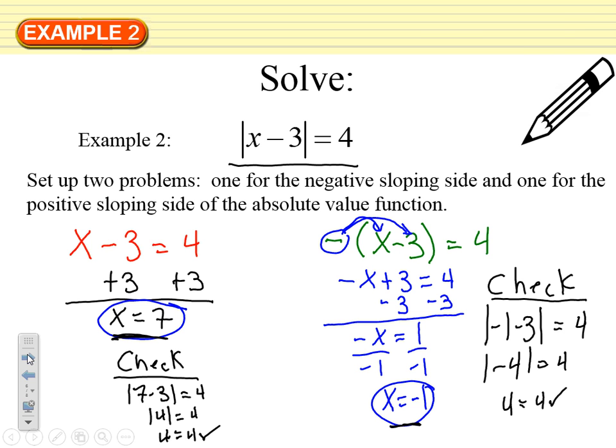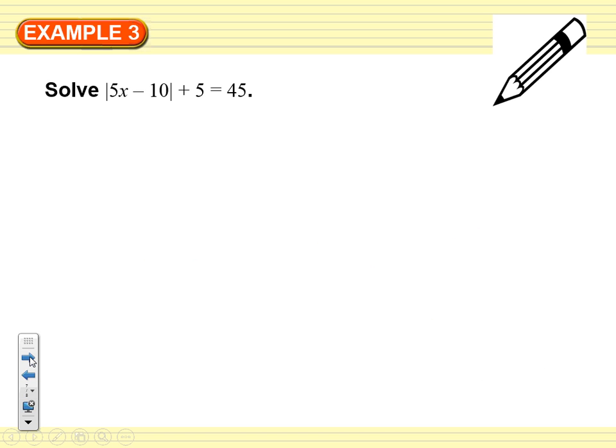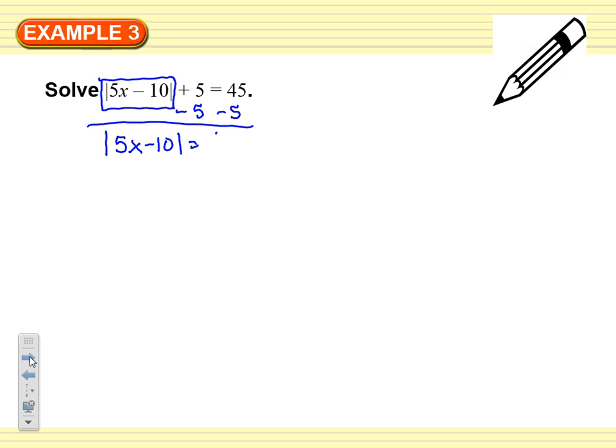All right, moving on to example number 2. Here's example number 2, ladies and gentlemen. Now, before we can set up our 2 new problems, we have to get the absolute value by itself. We always have to do that first. So what we're going to do is subtract 5 on both sides, and I get the absolute value of 5x minus 10 equals 40. Now that's my original new problem.